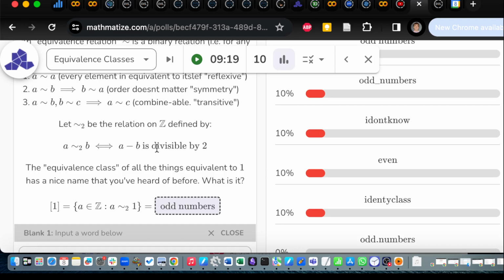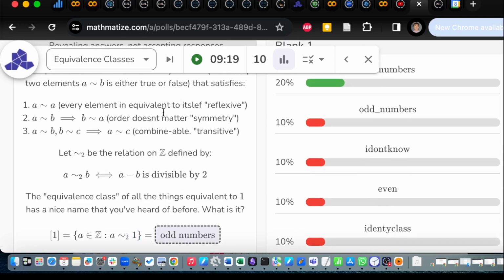So this is the idea. We started with all the infinite integers, and we can divide it into two sets, the even numbers and the odd numbers. How do you do it? You make this equivalence thing. You say two numbers are equivalent if they differ by an even number, and all the numbers that are equivalent to 1 are the odd numbers.